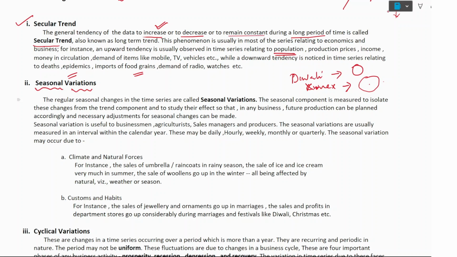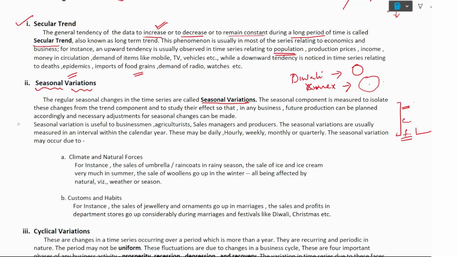That means regular seasonal changes in the time series are called seasonal variations. The seasonal component is measured to isolate these changes from the trend component and to study their effect, so that in any business, future production can be planned accordingly and necessary adjustments for seasonal changes can be made. Some shops know that when the rainy season comes, they keep items related to rain, like raincoats and umbrellas. In the summer season they keep other items. Or if the festivals come, they change the items accordingly. So that is what is called seasonal variation.